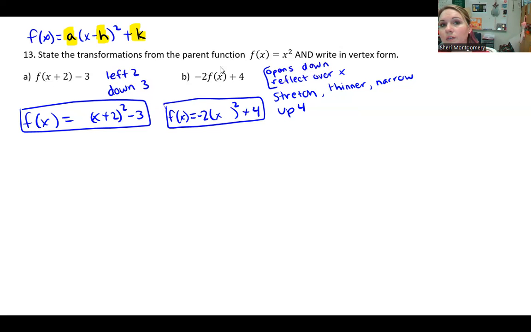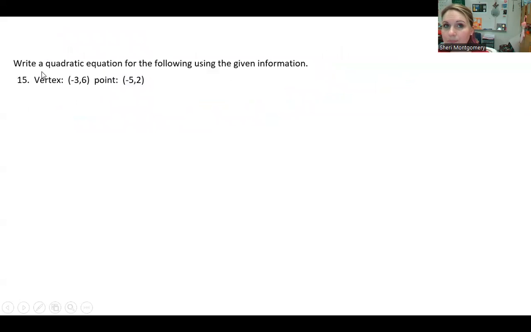Questions over these questions? All right, we've got one more that we're going to go over together. It's question number 15. I ask you a question and it's exactly like this. Write an equation using the given information. I give you a vertex and I give you a point. On this question, I am quite certain that I give you vertex form. So f of x is equal to a(x minus h) squared plus k.